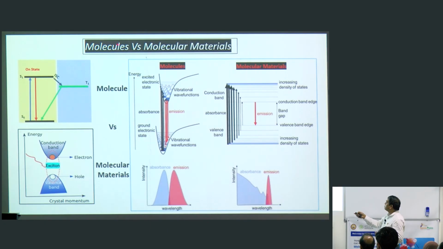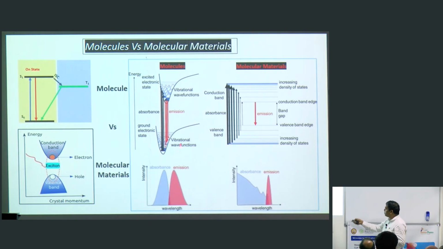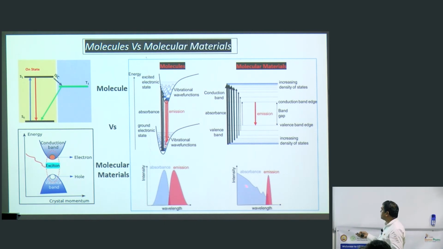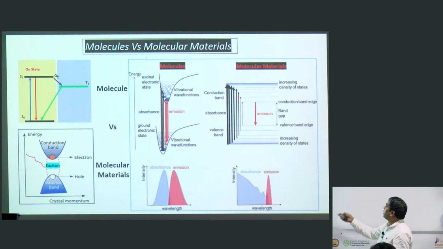You can see this is molecules versus molecular materials. For molecules, we have a very defined absorption as well as emission spectrum, with absorption maxima somewhere here, emission maxima somewhere here, and this is the Stokes shift. When we have molecular materials with a band gap, different types of excitation happen because of the increase in density of states, and we cannot avoid those in both the ground state and the excited state. All this collectively gives you a very broad absorption spectrum.